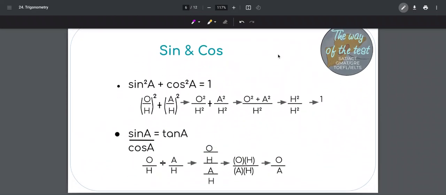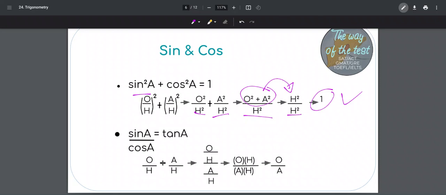So this is an explanation of why this works. Sine squared of an angle, since sine is O over H and cosine is A over H, then sine squared plus cosine squared will be O squared over H squared plus A squared over H squared. Since they have the same denominator, I add them up. So I have O squared plus A squared divided by H squared. Since I'm using the Pythagorean theorem, O squared plus A squared is equal to H squared. So I end up having H squared divided by H squared, which is 1. And this is the reason why sine squared plus cosine squared is equal to 1.